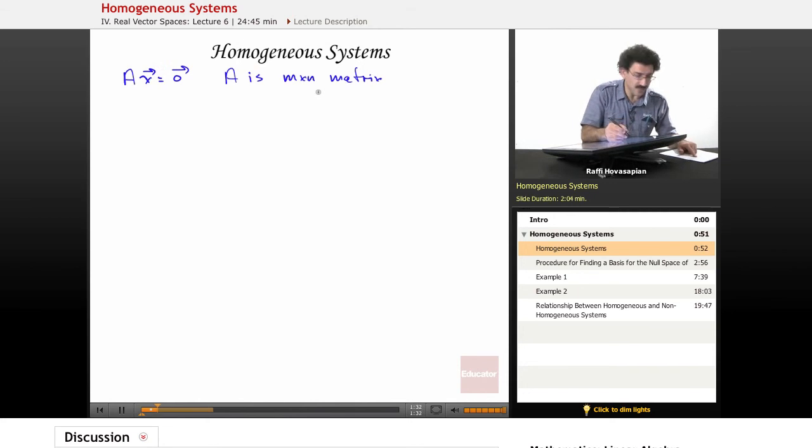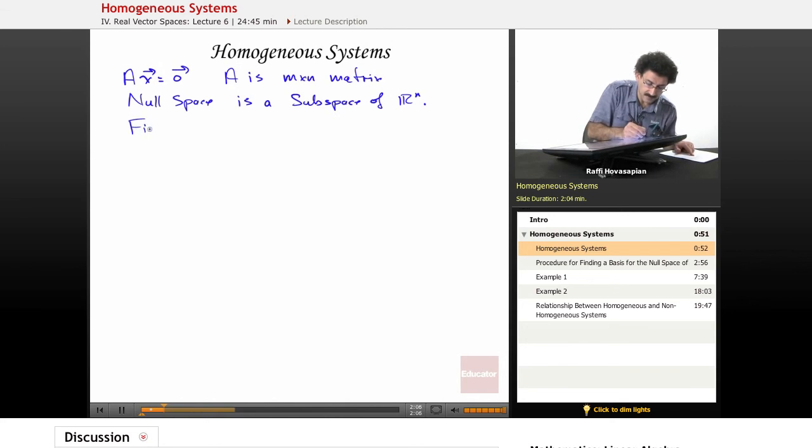Now we know that the null space, or the space of all solutions to this equation, in other words, all the vectors x that satisfy this equation, is a subspace of Rn. Well, a very important problem is finding a basis for this subspace.